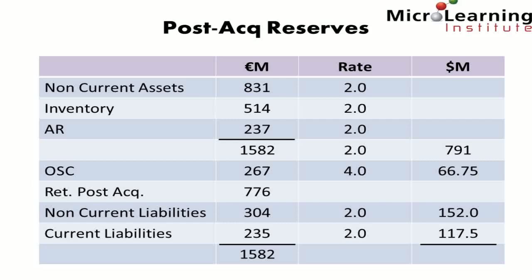So now the retained post-acquisition reserves are a balancing figure, because of course the total assets and the total liabilities and owner's equity of our balance sheet need to both add to $791 million. So therefore, as a balancing figure, we can say that the post-acquisition retained earnings translates to $454.75 million.